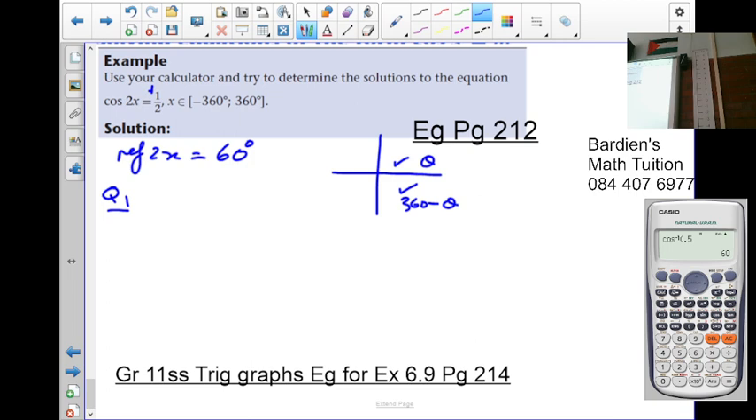Okay? So let's go with quadrant 1. What do we write for quadrant 1? 2x is equal to 60 plus k times 360. So I divide by 2. So x is 30 plus k times 180. You see that?